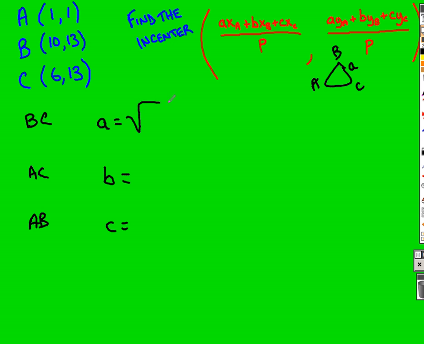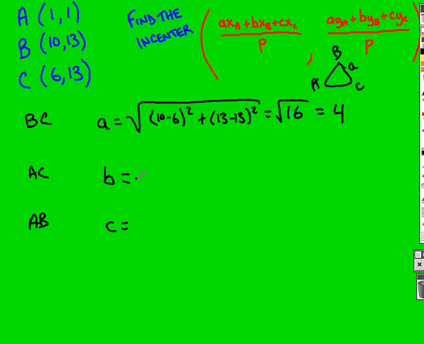So the formula is, we're going to subtract the x values of point B and C. So 10 minus 6, and square it. Do the same for y values, 13 minus 13, and square it. And then take the square root of the whole thing. So, square root of, this becomes 4 squared, which is 16. This becomes 0. So all I'm going to have is the square root of 16, which is 4 for side A.